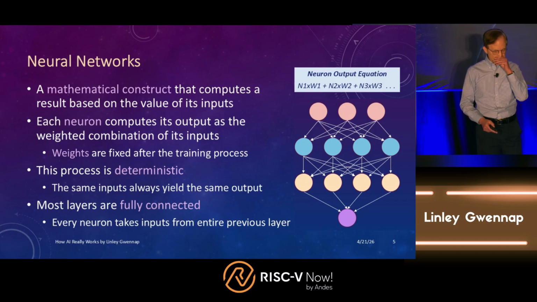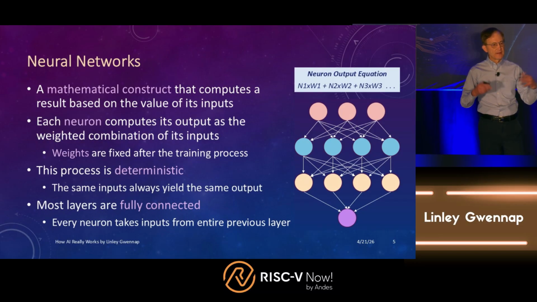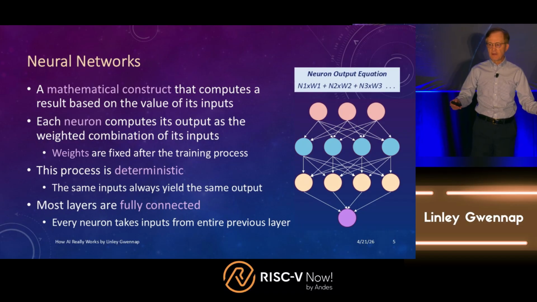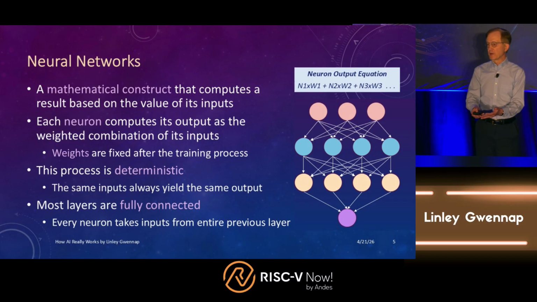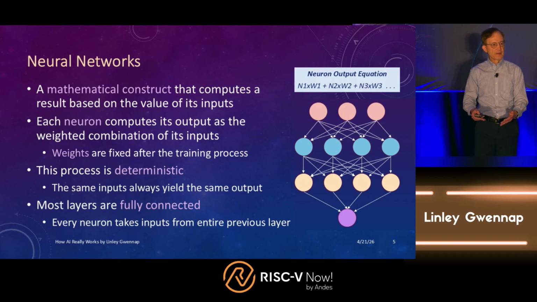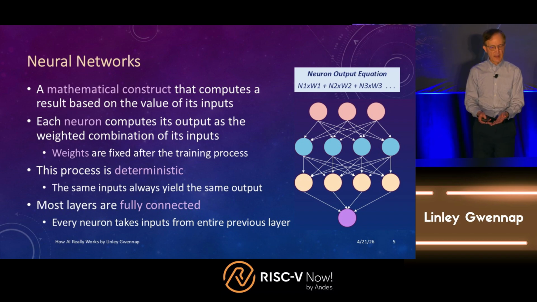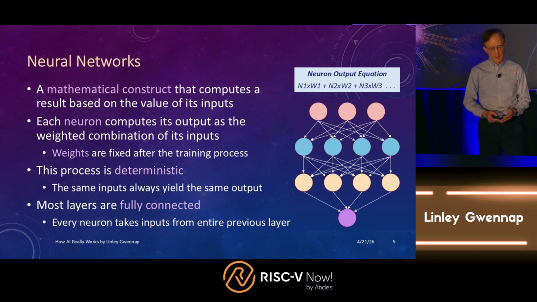Now, one interesting aspect of this is that this process is deterministic. That is, for any given set of inputs, you're always going to get the same output of the neuron. And therefore, when you look at the neural network as a whole, anytime you give the neural network the same set of inputs, you always get the same output. So it's a very reliable process.